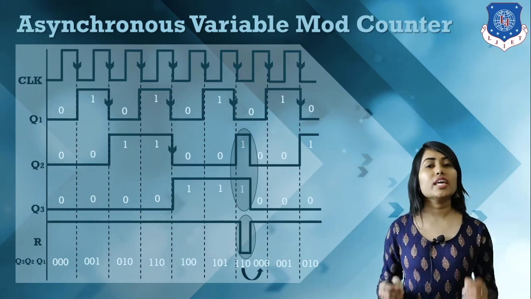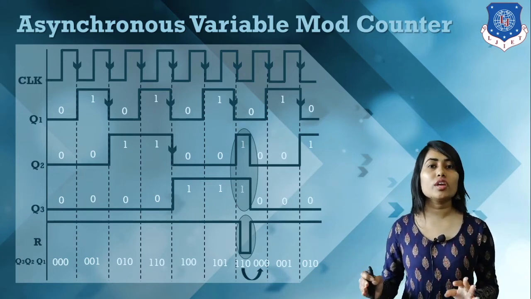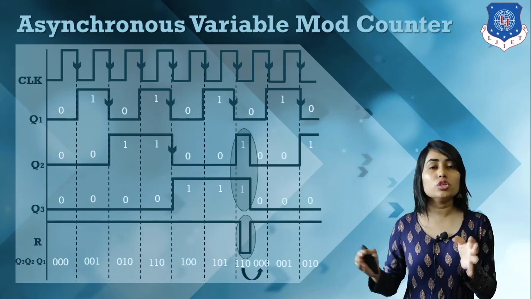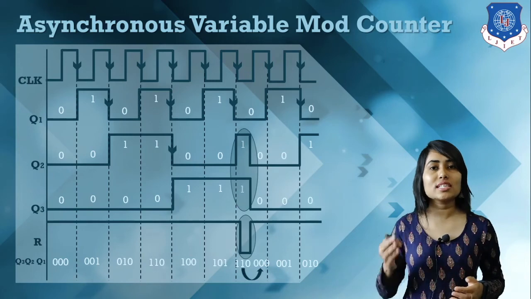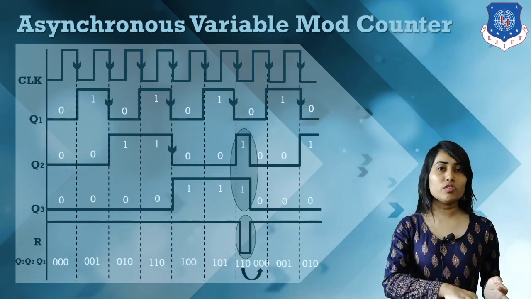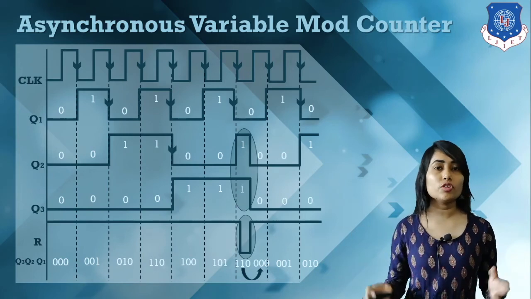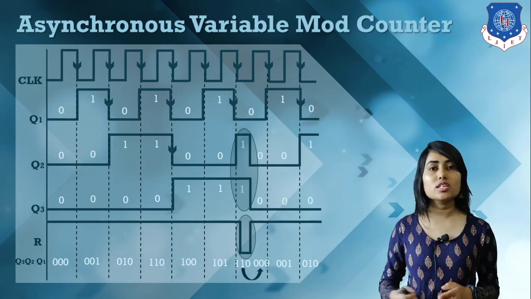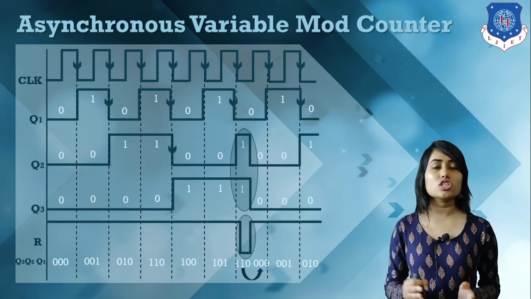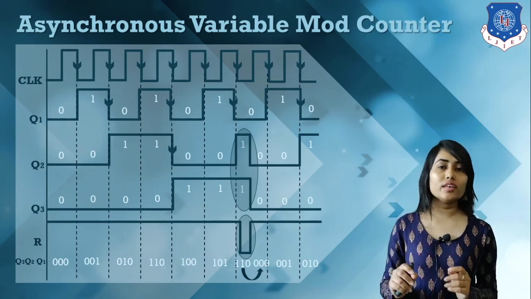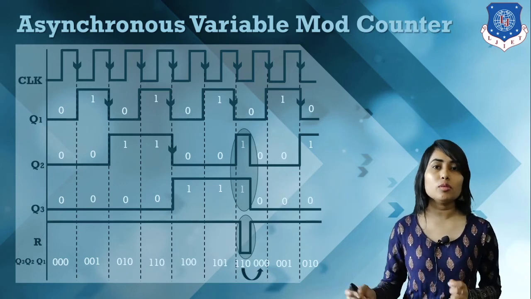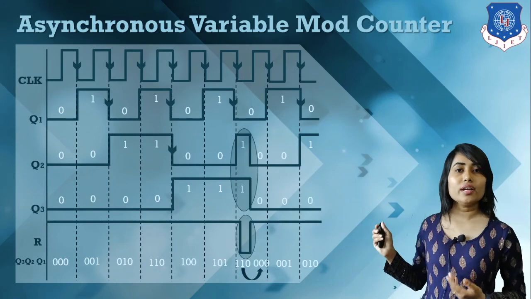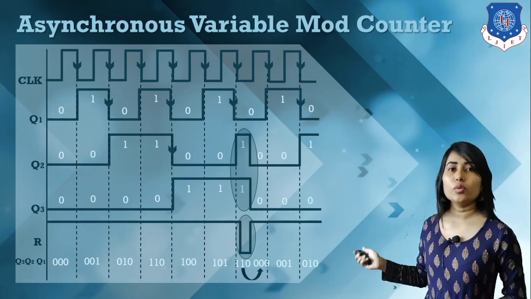In an asynchronous full modulus counter we just use 3 flip flops, apply inputs and external clock signals, and use the previous output as a clock for the next flip flop. But whenever we have a variable modulus counter, we have to find equations for this clear. Then we reset the flip flops and design this variable modulus counter. So this is our asynchronous modulus counter.